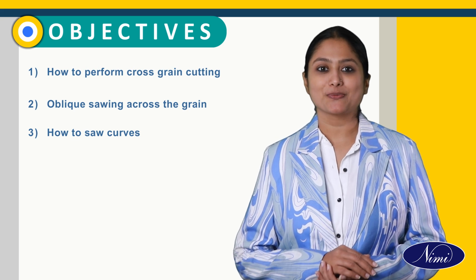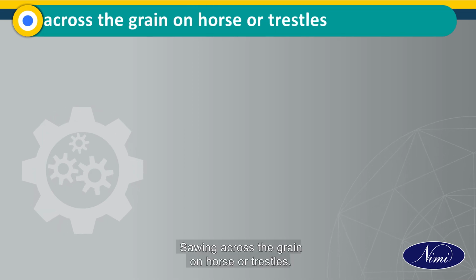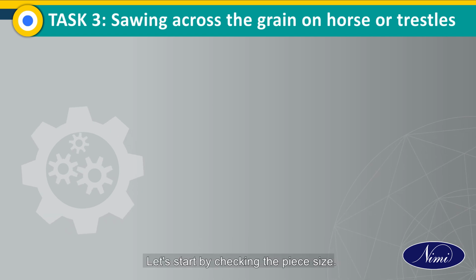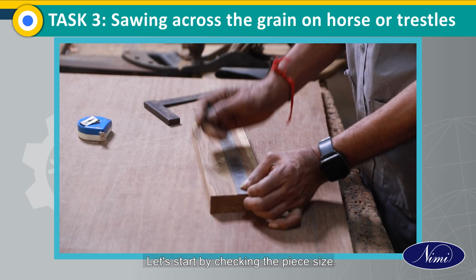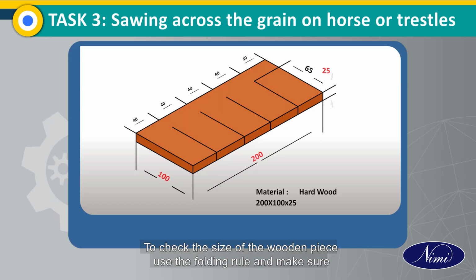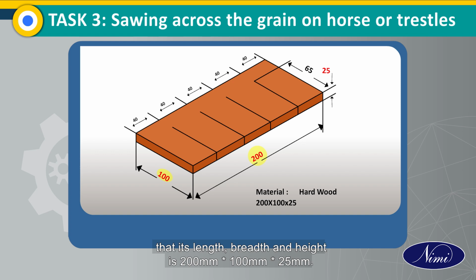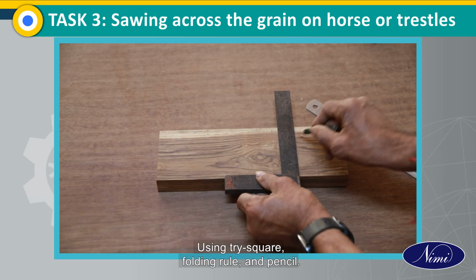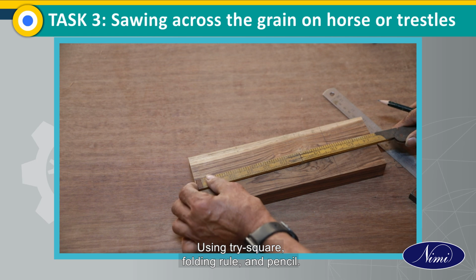Let's continue. Task 3. Sawing across the grain on horse or trestles. Let's start by checking the piece size. To check the size of the wooden piece, use the folding rule and make sure that its length, breadth and height is 200 mm by 100 mm by 25 mm. Mark the job as per drawing using tri-square, folding rule and pencil.